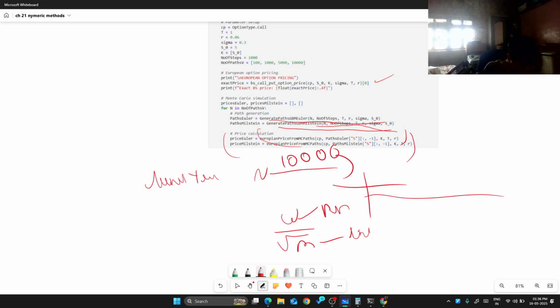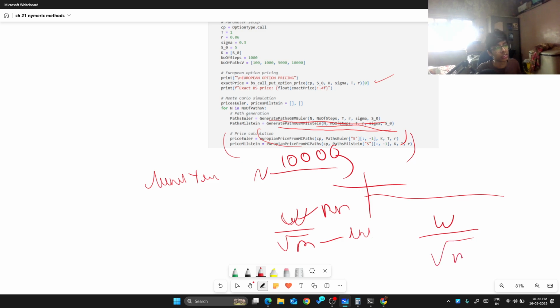Omega is the standard deviation, and m is the number of trials. Here you can think of n. So this is called the standard error, with the 95 percent confidence interval.